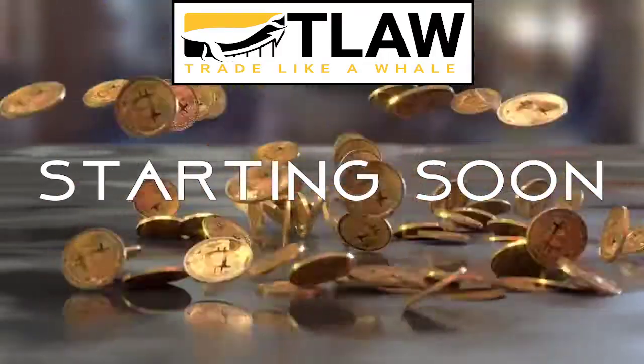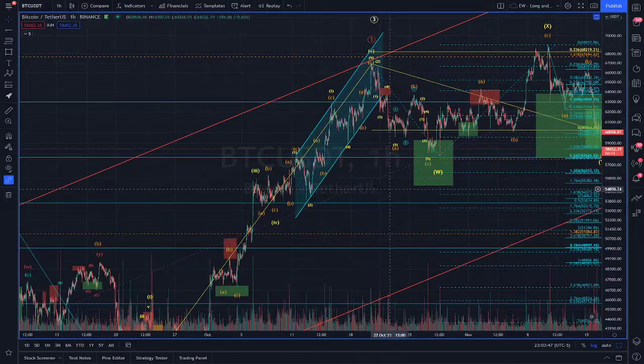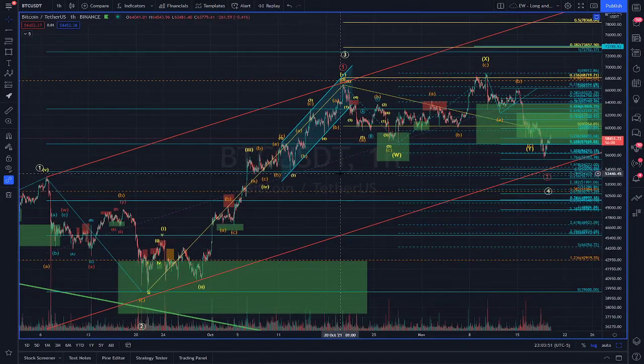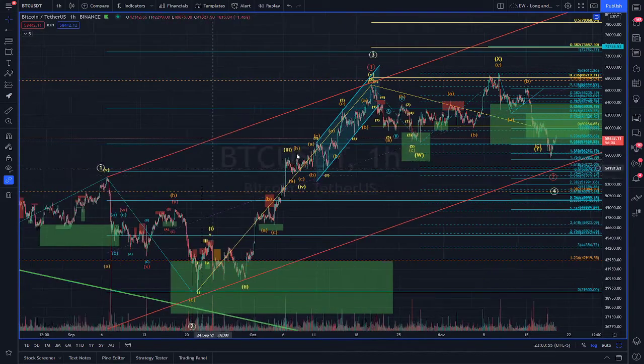Let's take a look at Bitcoin here. I'm going back to the original chart that I have. I did the clean charts yesterday just to go over the macro view, but I want to come back here. This is the chart that I mainly use.